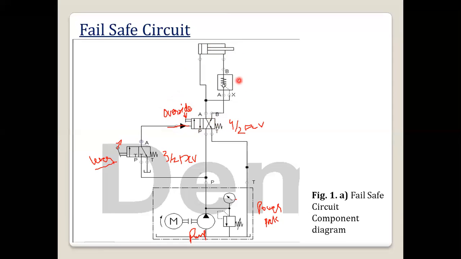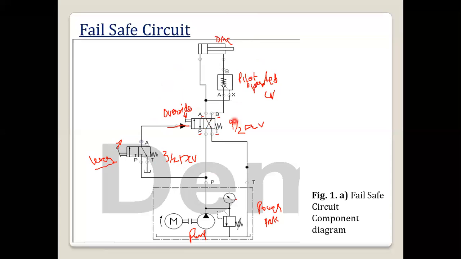One more thing I am using here is the pilot operated check valve. We know how it operates. The advantage of the pilot operated check valve is that flow can happen in both directions. Then we have the double acting cylinder, and we know this 4/2 valve has four ports: the P port, the T port, that is the tank port, and A and B. So these are the components of this fail-safe circuit.